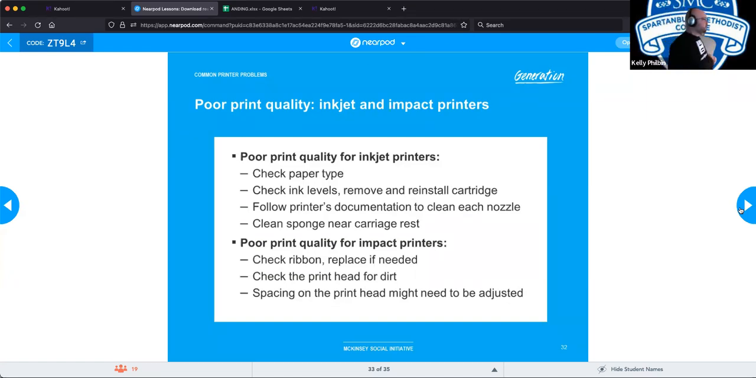Poor print quality for impact printers. Check and make sure the ribbon is still good. It may need to be just advanced. The ribbon may need to be replaced. So that'd be one of the first things you check. Check the print head itself for dirt and debris, because like we said, most impact printers are in manufacturing, automotive, and warehouse situations where you have a lot of all of the above.